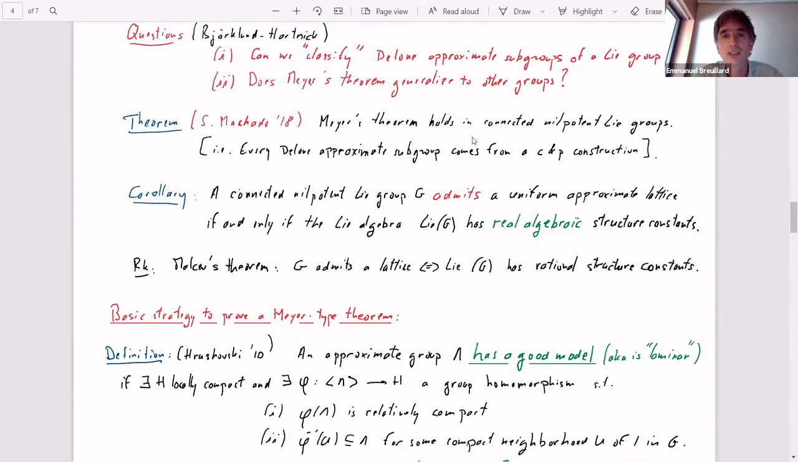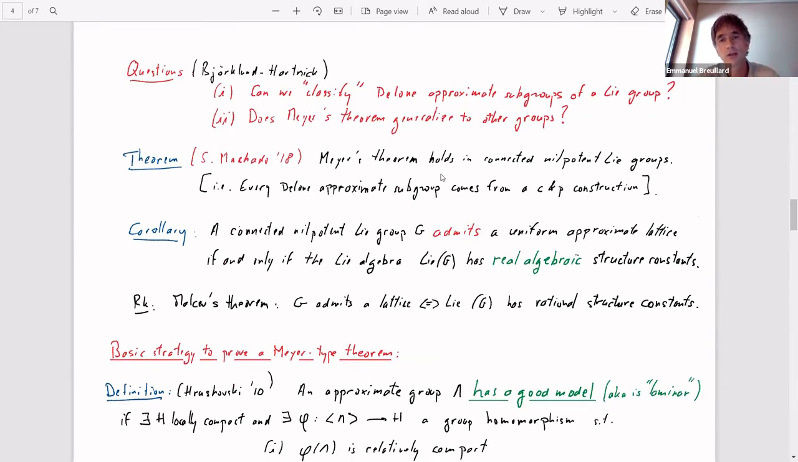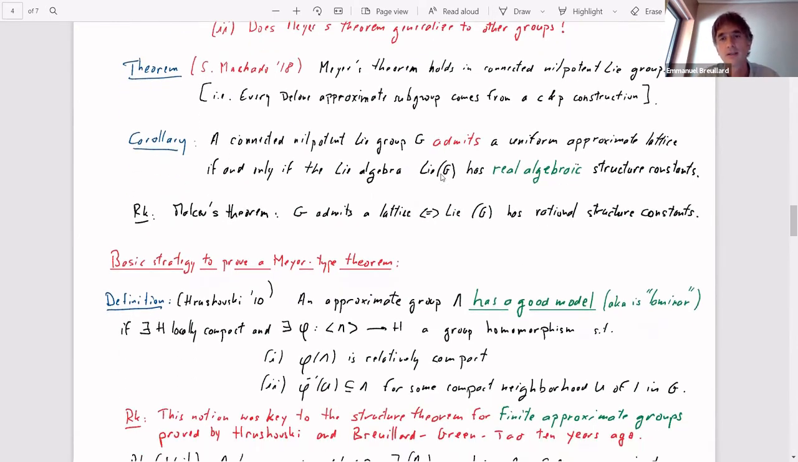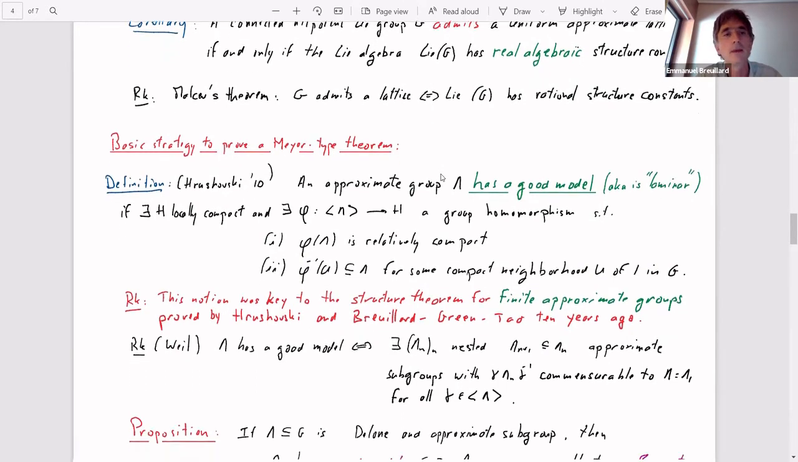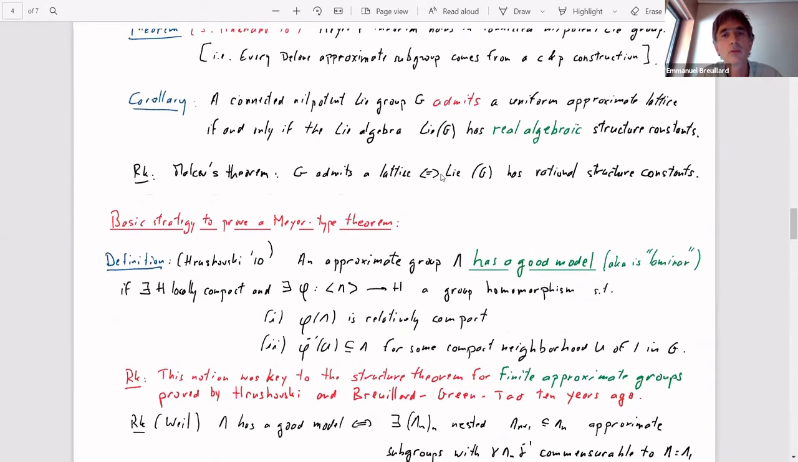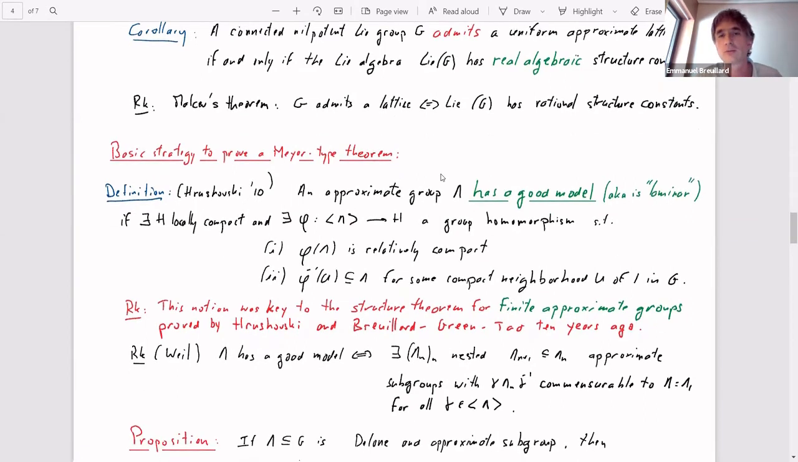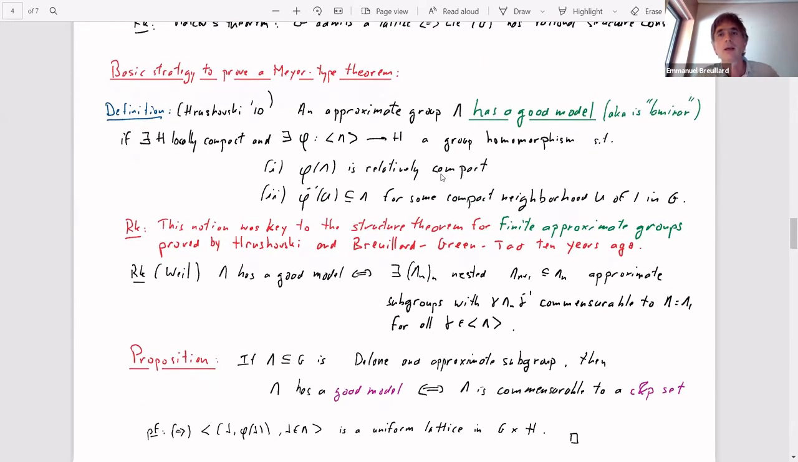The proof of Machado, so by now he has several proofs, but the first proof actually mimics Meyer's proof by looking at the Lie algebra and looking at quasimorphisms in the Lie algebra, showing that they preserve the Lie bracket structure and so on. But to tackle other groups, one has to first make an observation, which is on this slide here, and has to do with the notion of good model for approximate groups.